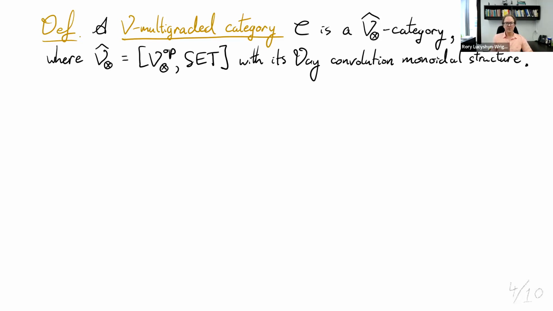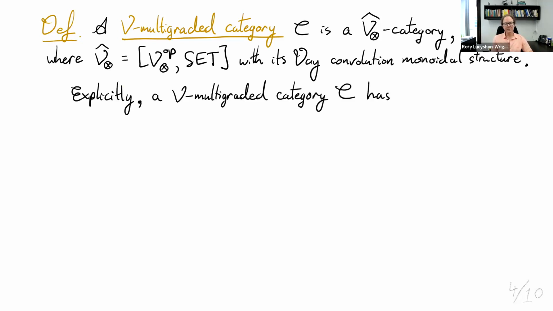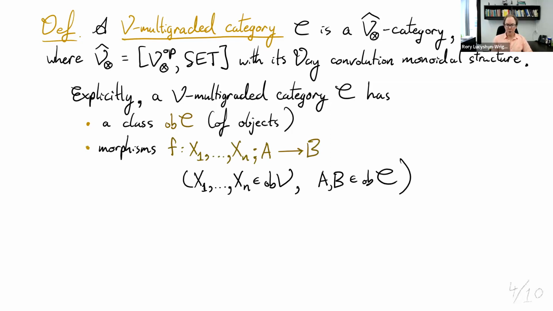But when we spell out the data for a V multi-graded category in this sense, explicitly a V multi-graded category C has a class of objects, ob C, and it has a notion of morphism, but they're morphisms in context in a certain sense. So these morphisms go from an object A to an object B, objects of C, but they're morphisms in a context, as you can see, x1 through xn. This context consists of a list of objects of V. So in the domain, in a sense, we have a list of objects of V, but then we have a single object A of C.